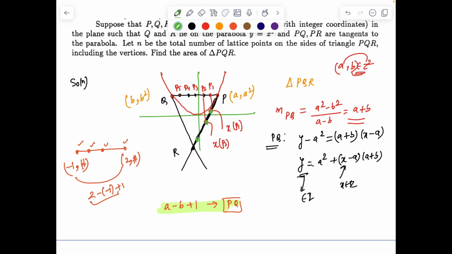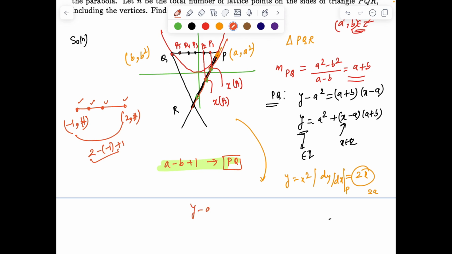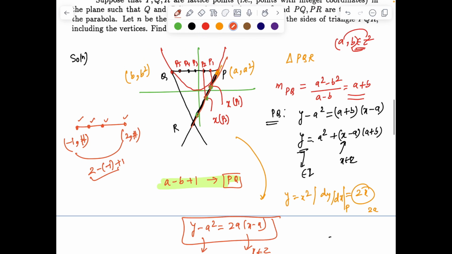The reason is again obvious, because of the slope of the tangent at point P. So y equals x squared, the slope dy by dx is going to be 2x. So at point P, the slope of the line will be 2a. Since the tangent line at point P again has an integer slope, the equation will be y minus a squared is 2a times (x minus a). So again, if the x coordinate is an integer, the y coordinate has to be an integer. So from here it's easy to count the number of points with integer coordinates, and the same argument goes for segment QR as well, right?